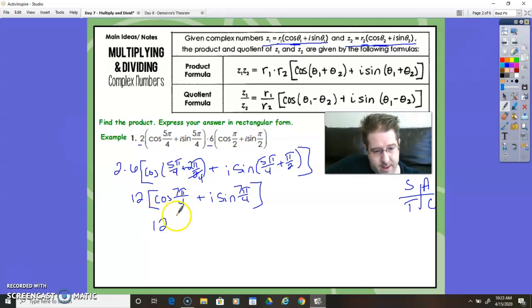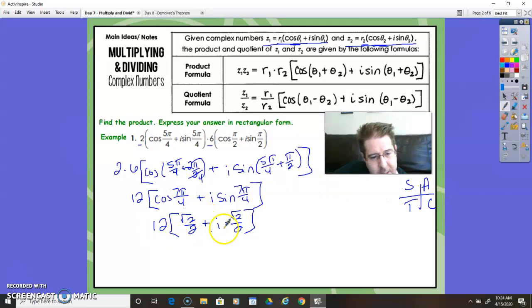So 12 times square root of 2 over 2, and it's positive because cosine is positive in the 4th quadrant, plus i times, oops, let me not write sine there. Let me erase that, and there we go. Because I don't need to write sine. Sine of 7 pi over 4 is negative square root of 2 over 2. Now, the reason why it's negative is because sine is not positive in the 4th quadrant.